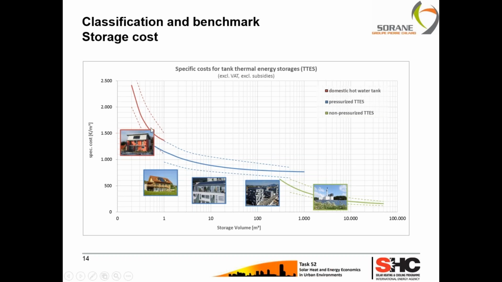So in red, you have the cost for the storage for a domestic hot water tank. Here in blue, you have the curve for the pressurized thermal tank storage, and here in green, the specific cost for a non-pressurized thermal tank.